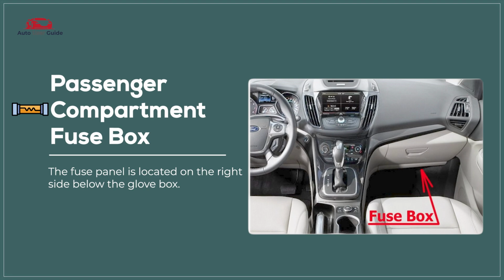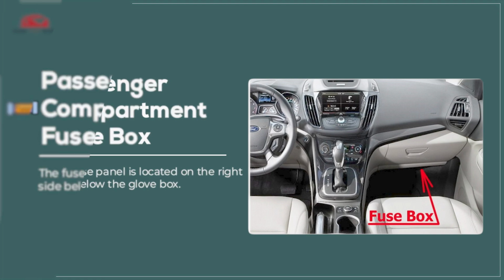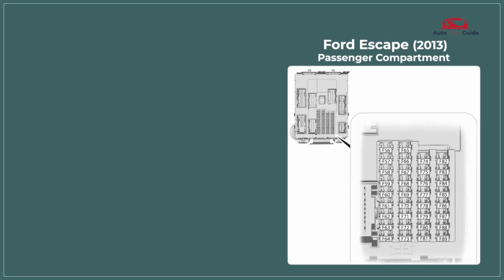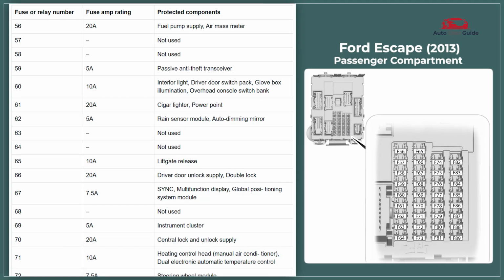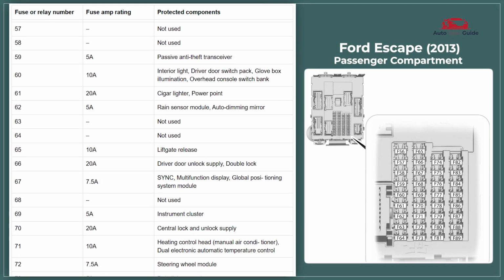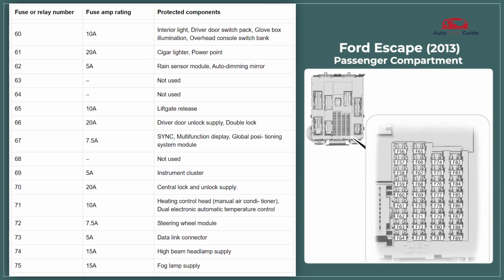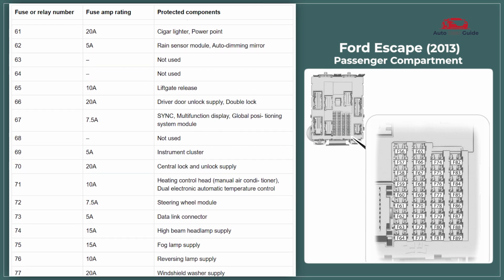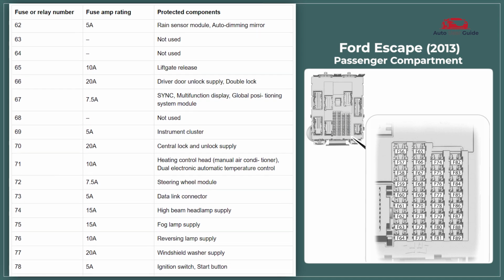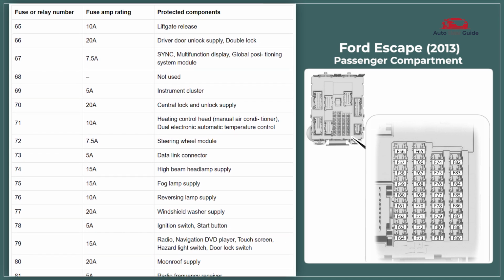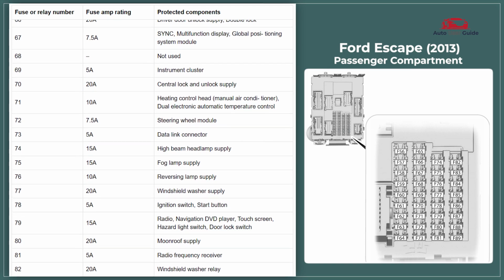Passenger compartment fuse box. The passenger compartment fuse box in the 2013 Ford Escape manages the electrical circuits for interior features such as power windows, audio systems, interior lights, and climate control. It houses fuses and relays that protect these components from electrical overload. The fuse layout includes clearly labeled circuits for easy troubleshooting.